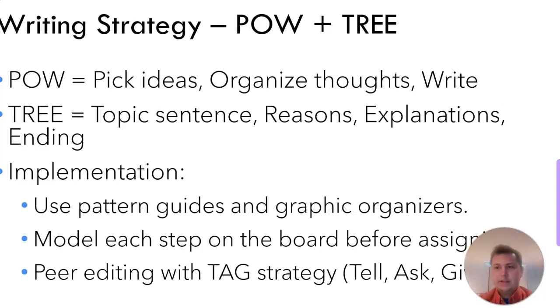Next, we have our writing strategy. This is POW plus TREE. So first one, the POW is pick ideas, organize thoughts, and write. TREE would be topic sentence, reasons, explanations, and ending. So this one I would put on the board. We would do think-alouds with peer feedback.